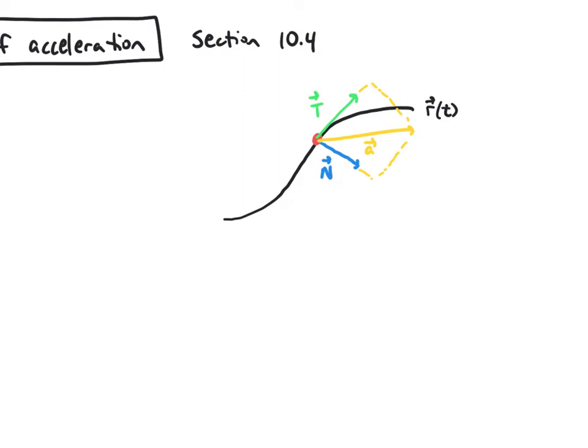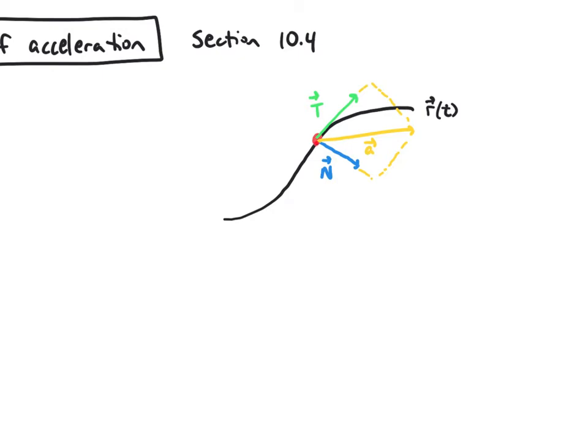Now with the acceleration, we know that like any other vector, it has two components. We're going to look at the component of acceleration in the direction of T, so in the direction of this green one, and we're going to look at the acceleration in the direction of N. These are called the tangent component of acceleration and the normal component of acceleration.